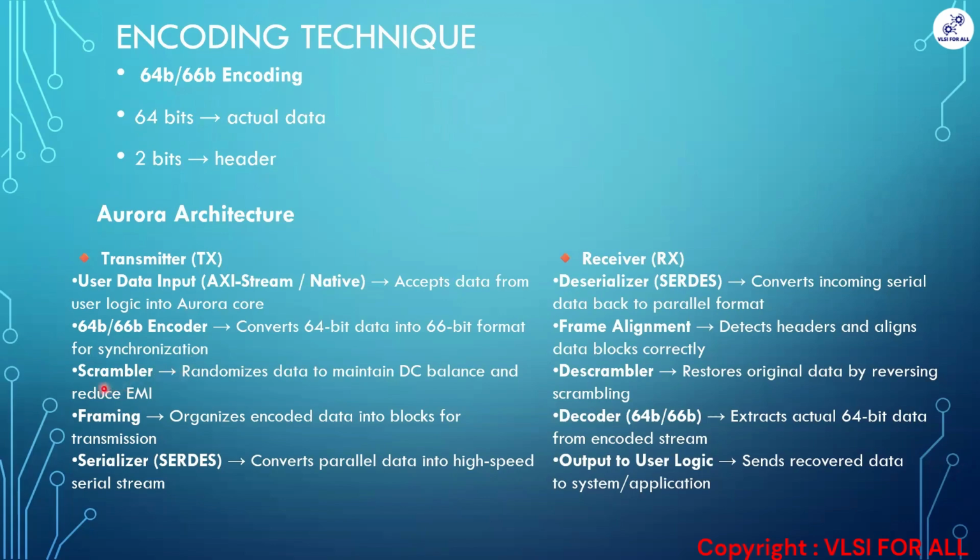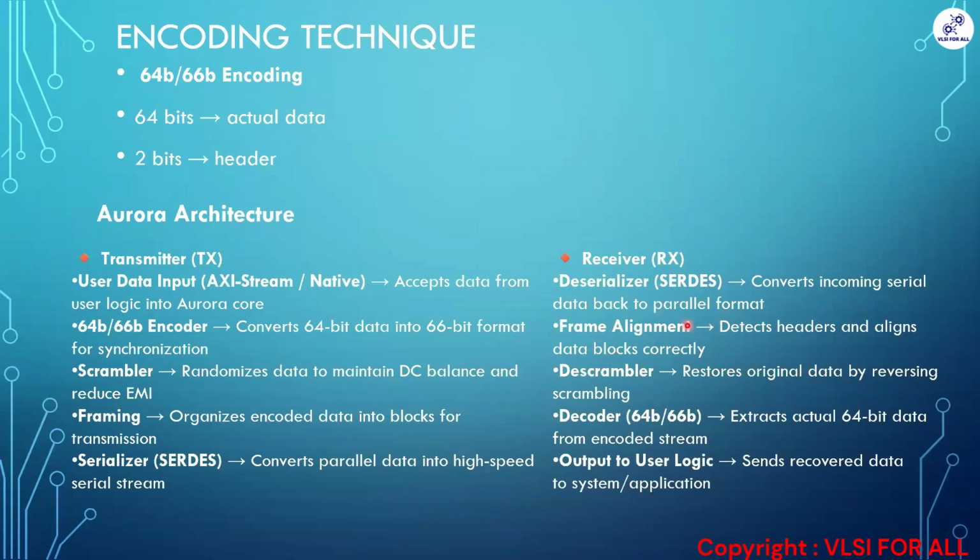And we have the scrambler, which randomizes data to maintain DC balance. To maintain the DC balance and to reduce the EMI effect, we use that. Coming to the framing, it organizes the encoded data into blocks for transmission. The serializer converts the parallel data into a high-speed serial stream. At the receiver side, the data is deserialized. In deserialization, it converts the incoming serial data back to the parallel format.